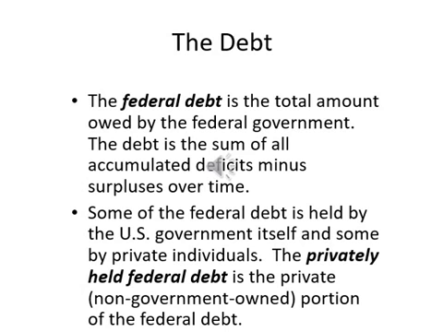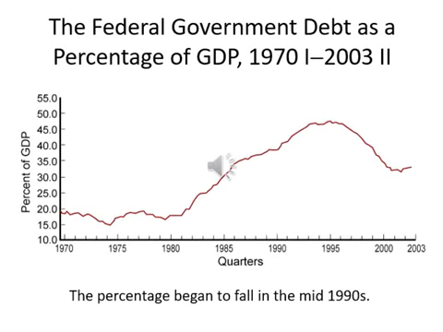Some of the federal debt is held by the U.S. government itself and some by private individuals. The privately held federal debt is the private, non-government owned, portion of the federal debt. The graph shows the federal government debt as a percentage of GDP, 1970 I to 2003-2.